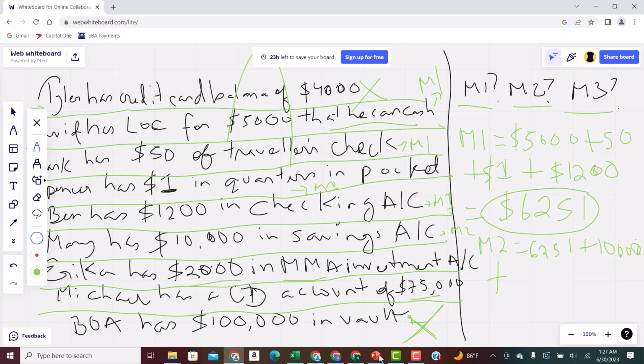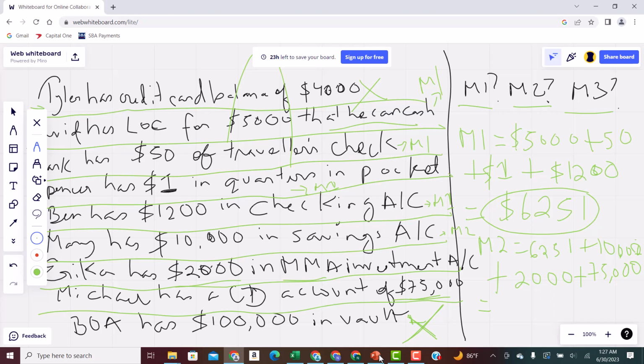The 2,000, that's an investment account. That is also a broader measure. It's included in M2. Also included is the CD account of 75,000, because remember, CD of 100,000 or more is part of M3. But if it's less than 100,000, that's part of M2. They're still less liquid.